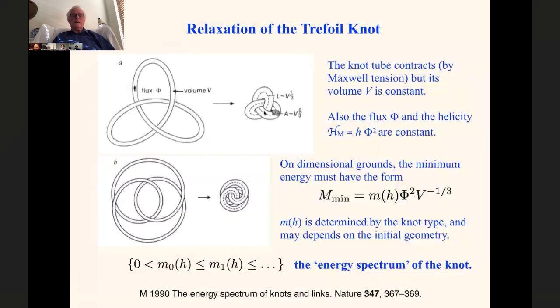Well, there may be more than one ultimate state. It's by no means necessarily unique. For example, for the trefoil knot, here's an alternative initial geometry, the same knot, but it will relax to a different configuration with a different minimum energy. So we should really imagine a series of these functions, which we can describe as the energy spectrum of the knot, with the smallest energy being, if you like, the fundamental energy configuration.